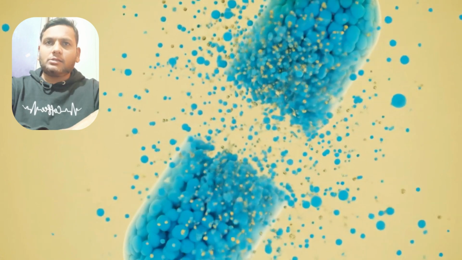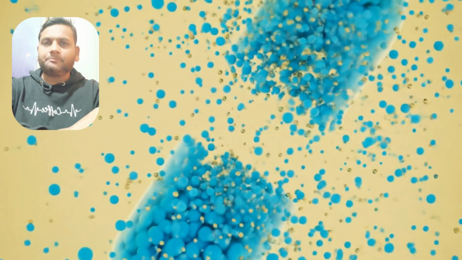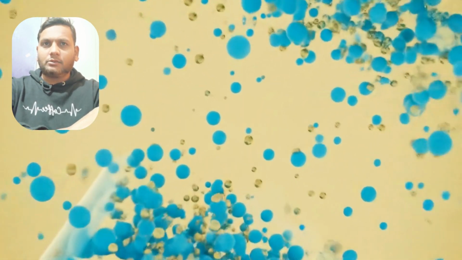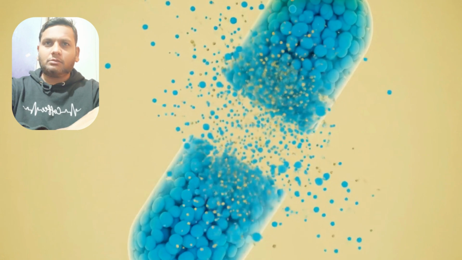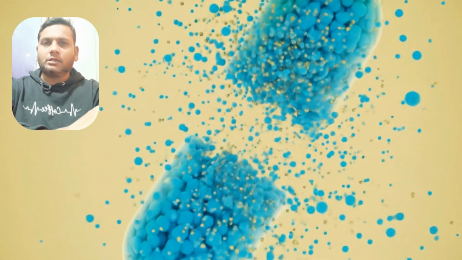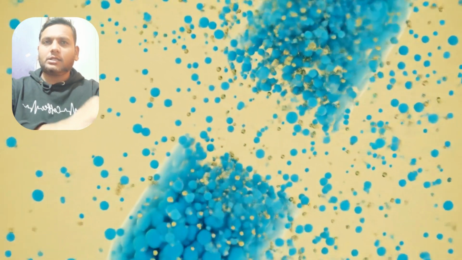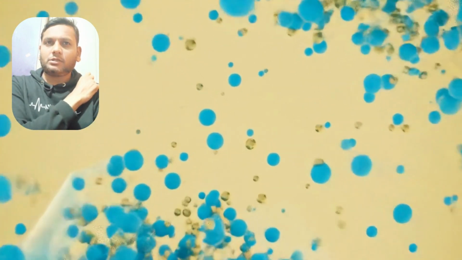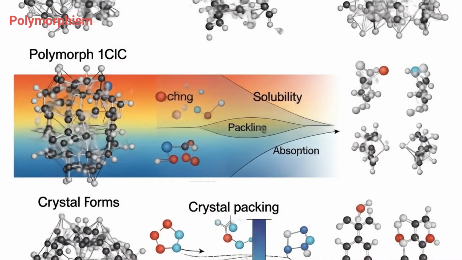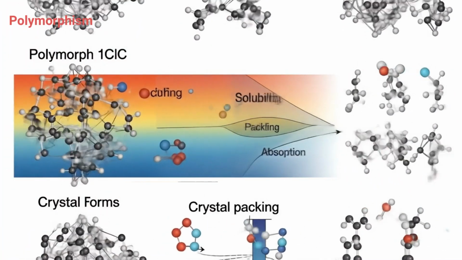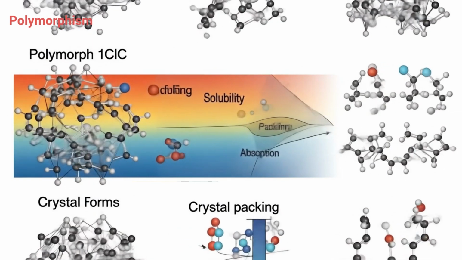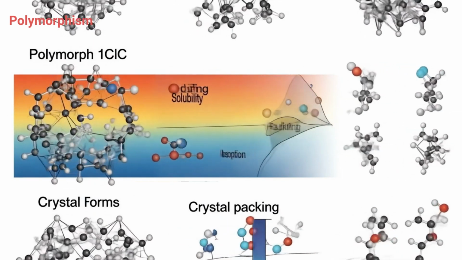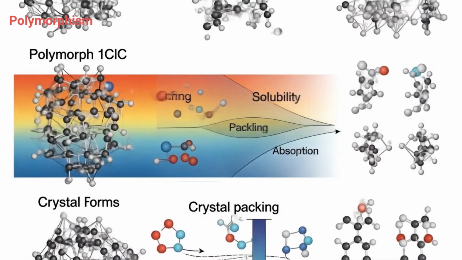Physicochemical properties like dissolution and disintegration rate of the drug. The drugs which are specially taken through the oral route must dissolve in the gastrointestinal fluid in order to release the drug from the dosage form and to produce the therapeutic effect. Then polymorphism. Different crystal forms of the same drug can affect the solubility and also absorption.